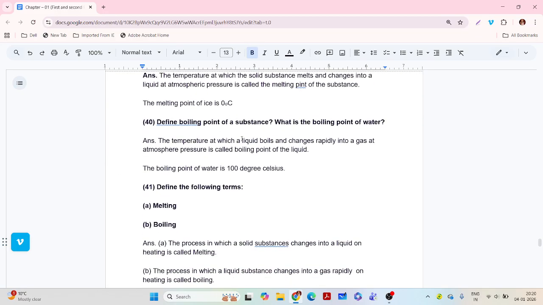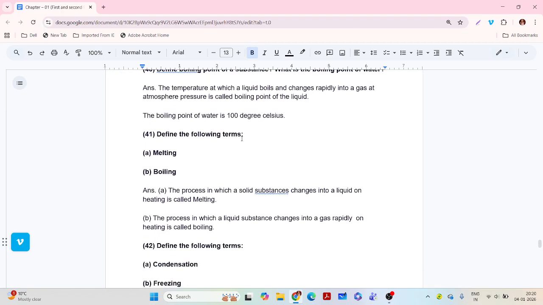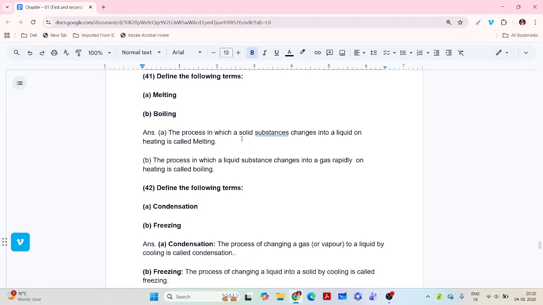What is melting and what is boiling? The process in which a solid changes into liquid, and the process in which a liquid changes into gas on heating. Both will come in the exam. Define the following. Condensation: the process of changing vapor to a liquid by cooling is termed as condensation. And freezing, the process of changing a liquid into a solid by cooling, is called freezing.